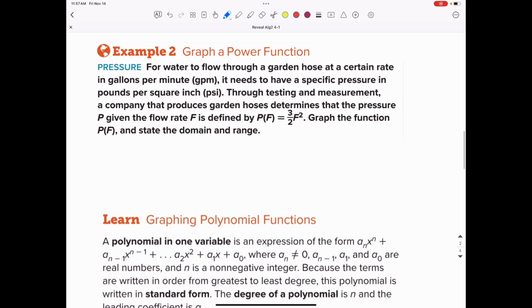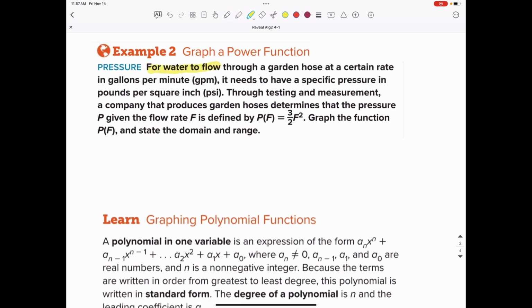Example 2 is going to have us graph a power function and state its domain and range. Again, this lesson is going to be more exploratory and about how these graphs work. So you are going to be using a graphing calculator, which you can find at desmos.com, to do many of these graphs.